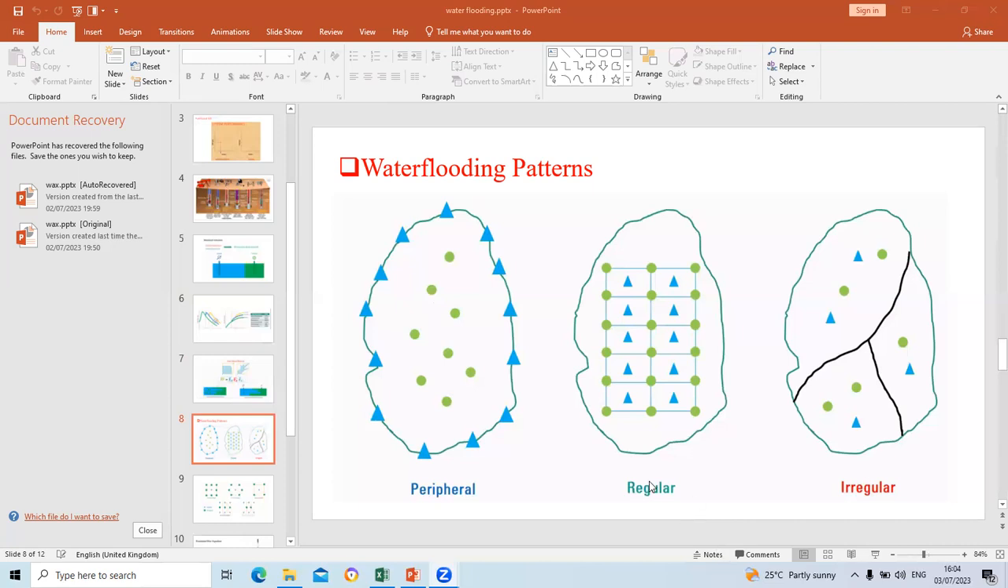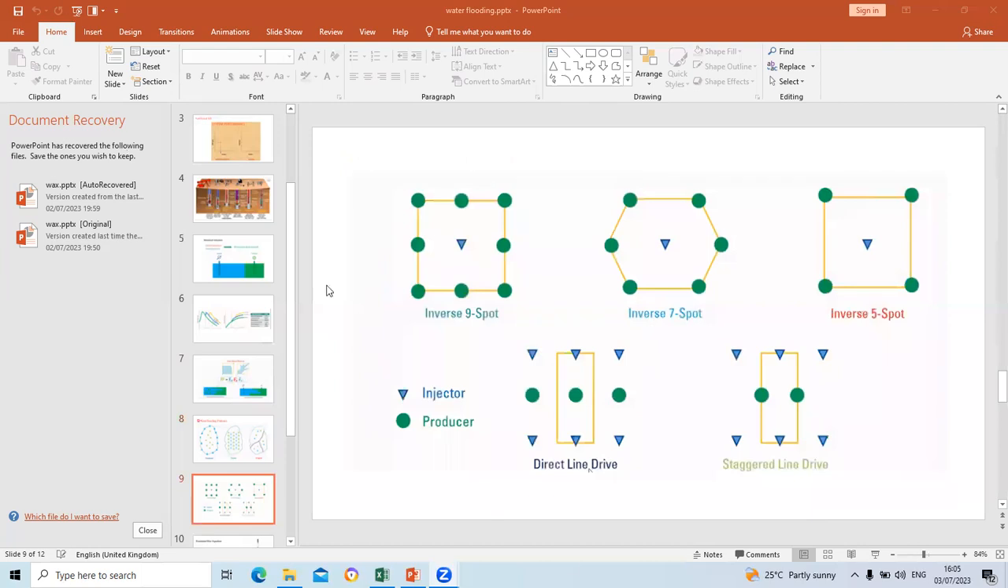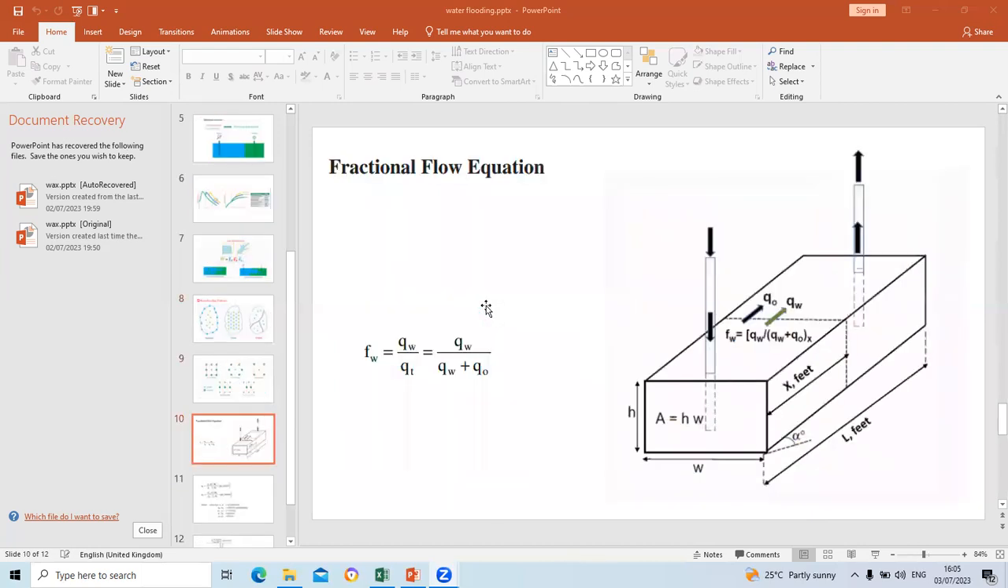Then we have a regular pattern where we have maybe producing wells that are arranged in this manner. Then we have our injection wells at points, so it easily forms something like a rectangle. Then we have a water injection well at the center of that rectangle. Then we may also have an irregular pattern. There are different types of pattern that you're going to look at. I'm going to provide a PowerPoint.